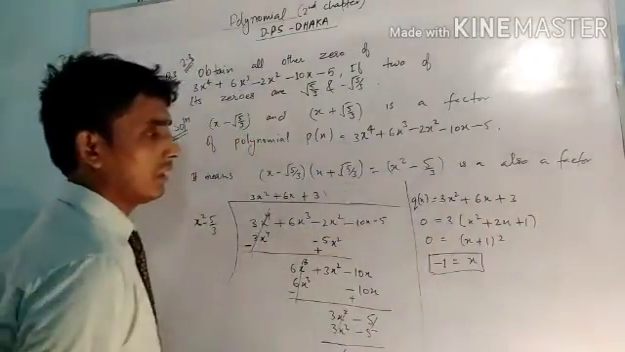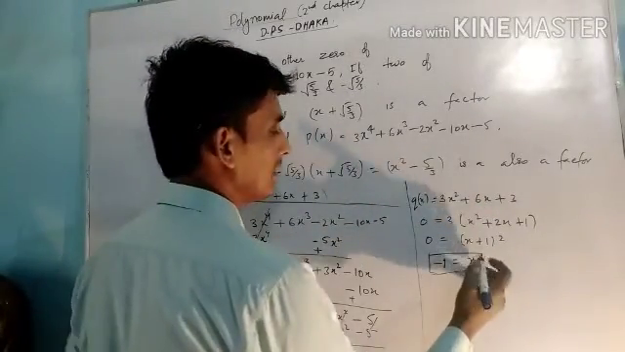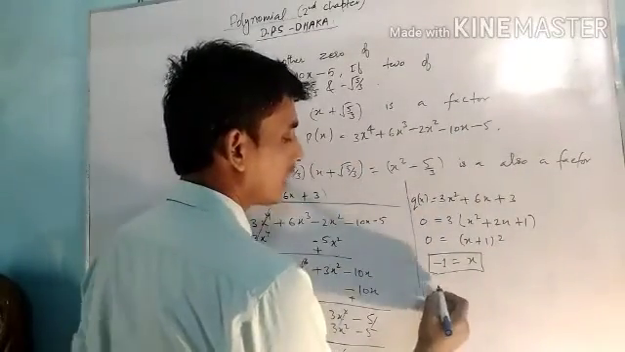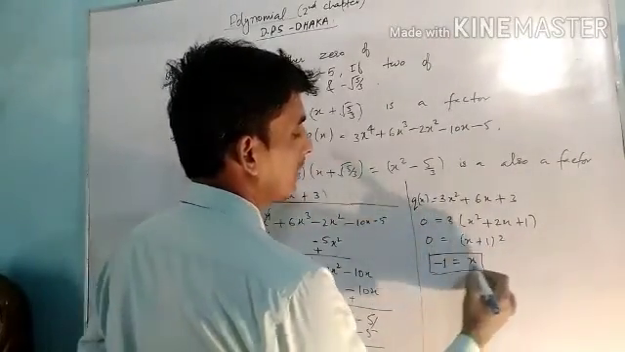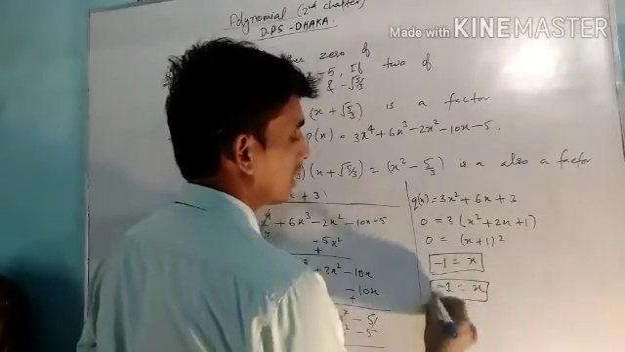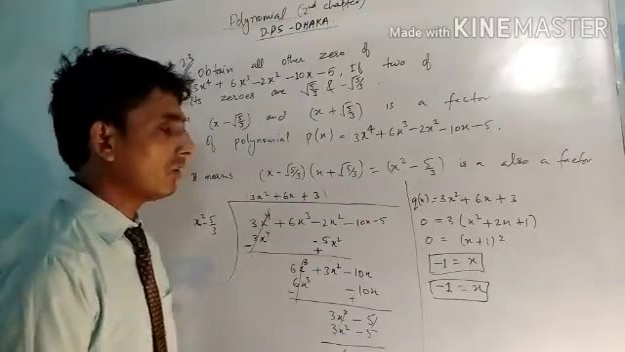So if you apply the under root on both sides, you will get x plus 1 is equal to 0. So x is equal to minus 1. The other two roots will be x is equal to minus 1 and x is equal to minus 1. Both the roots are the same. The other two roots will be minus 1.